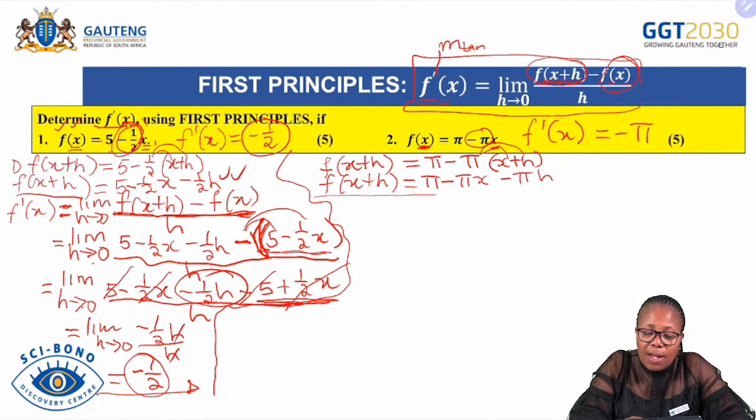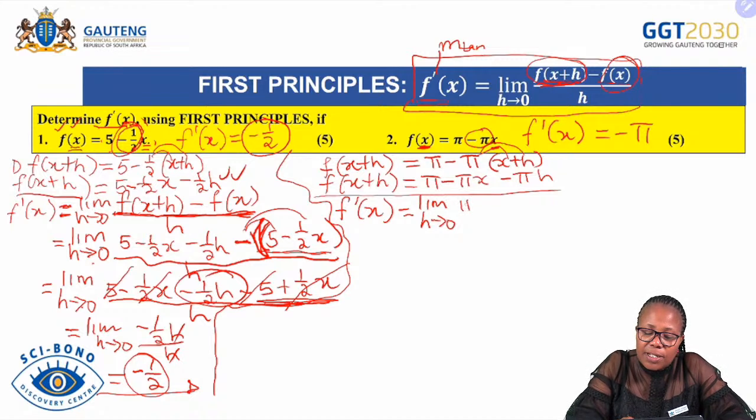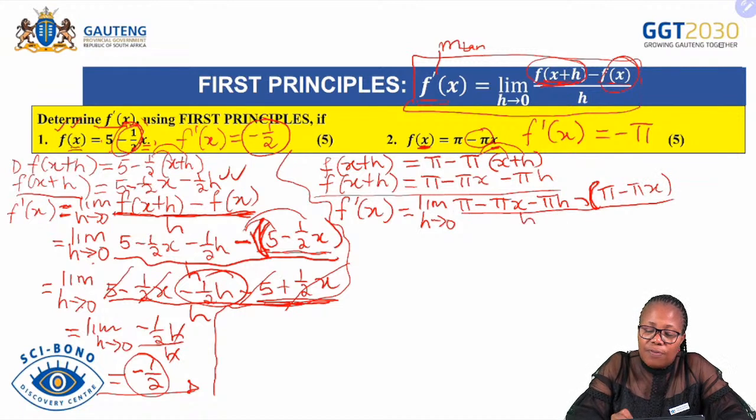That will be our f(x), grade 12, into our formula, f'(x). What is f(x+h) now? This is the limit as h approaches 0. f(x+h) is pi minus pi x minus pi h, minus our f(x), 2 times the bracket, pi minus pi x, everything over h, grade 12. Do not forget that important h.